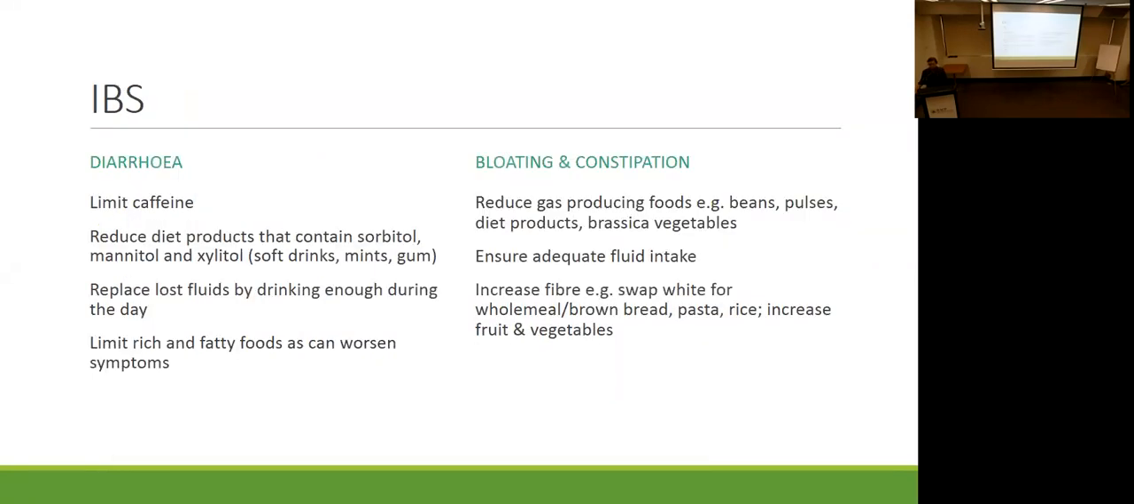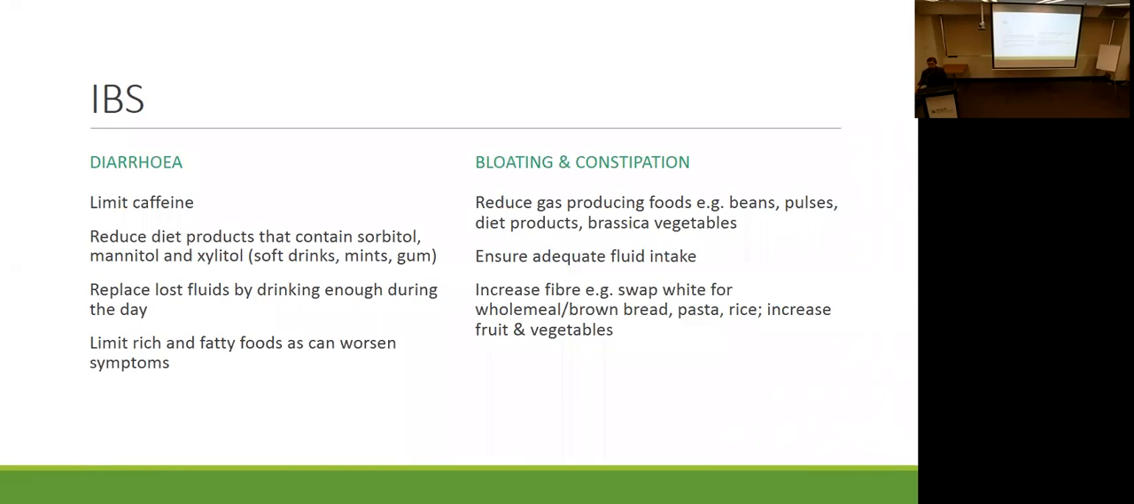Irritable bowel syndrome. So some people alternate between diarrhea and constipation and bloating. So it's really symptom related as to what advice you provide. If patients are having a lot of diarrhea, you would advise them to limit their caffeine intake, reduce their diet products because a lot of diet soft drinks, mints and gum contain sorbitol, mannitol, xylitol, and that really can irritate the gut.